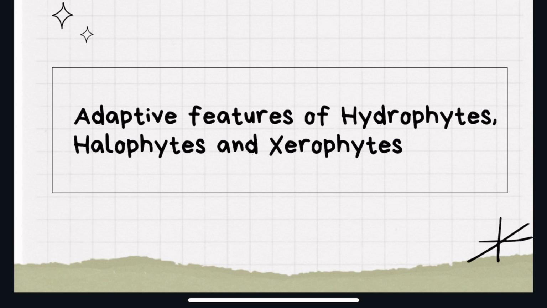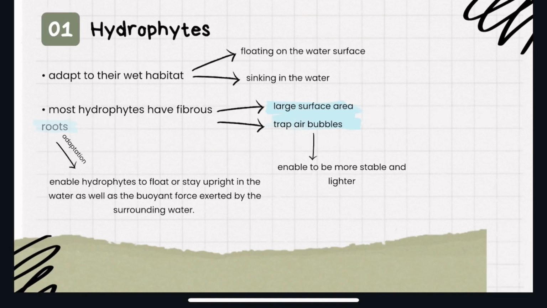Okay, so now the adaptive features of hydrophyte, halophyte and xerophytes. First one, we have hydrophyte. Hydrophytes refer to plants that can adapt to the wet habitat, whether floating on the water surface or sinking in the water.